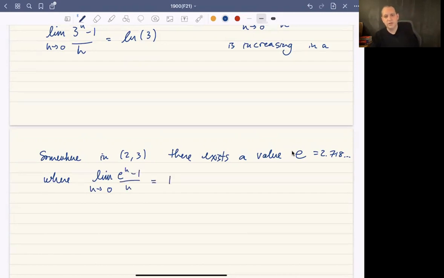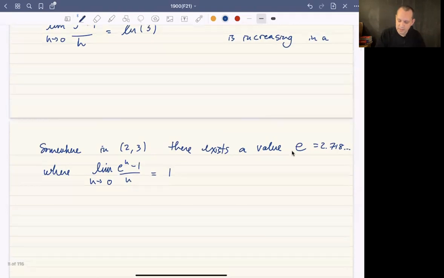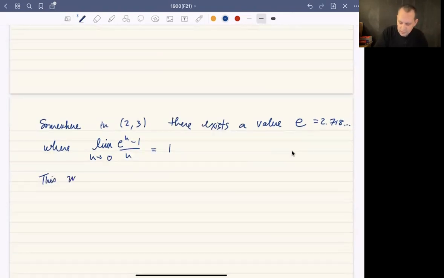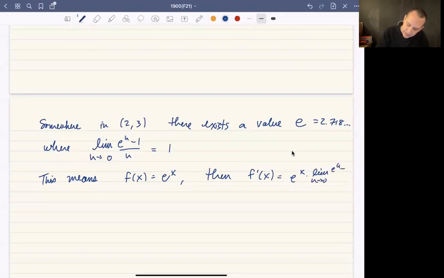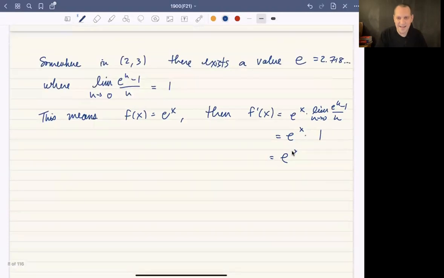And the fact that it's equal to 1 makes it very special, because think about what this means. This means that if we were to take the function f of x equals e to the x, then the derivative would be e to the x times the limit as h approaches 0 of e to the h minus 1 over h, which is just e to the x times 1. And so what this tells you is that e to the x is this very special function where the derivative of e to the x is just itself. So it's just e to the x. And again, e is this number 2.718.